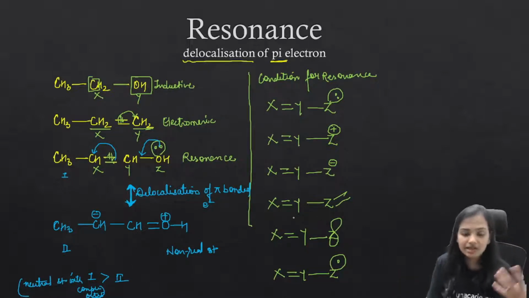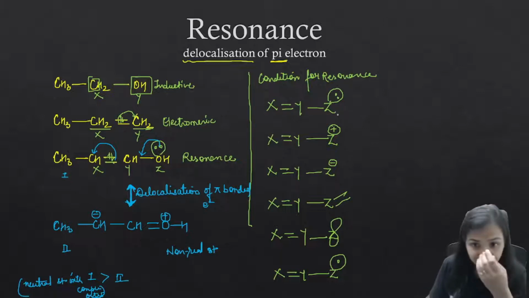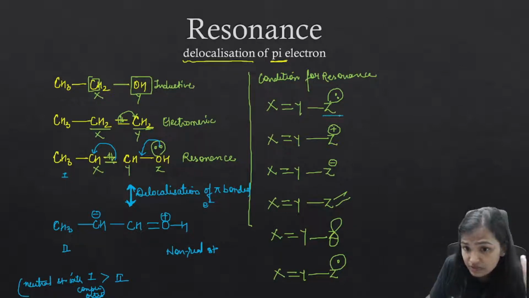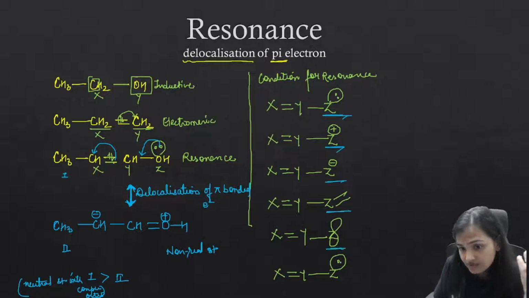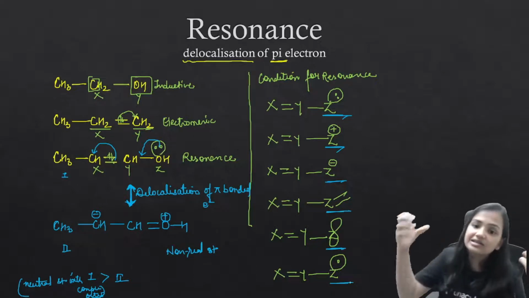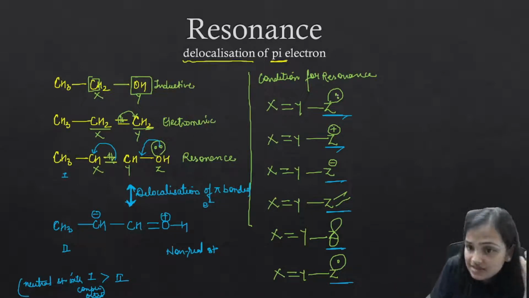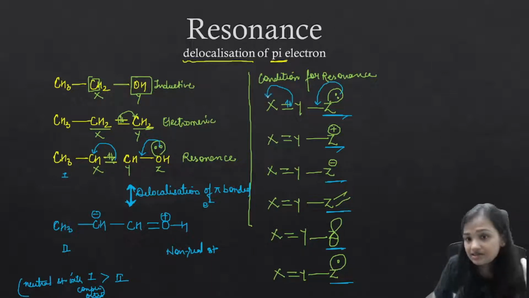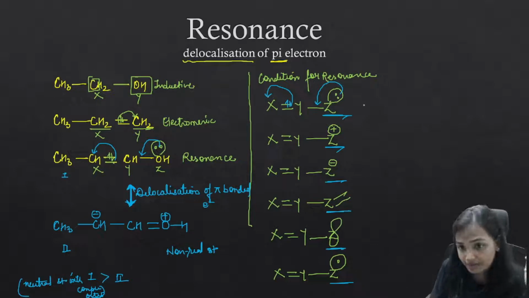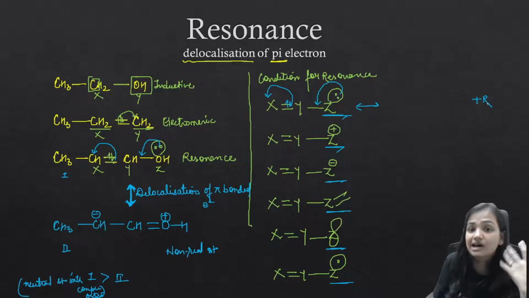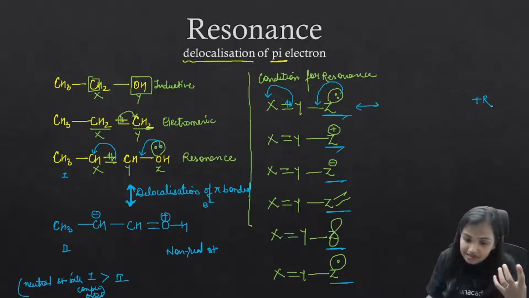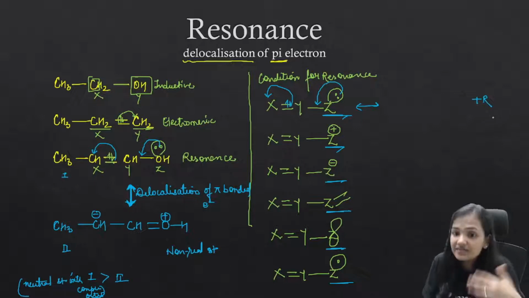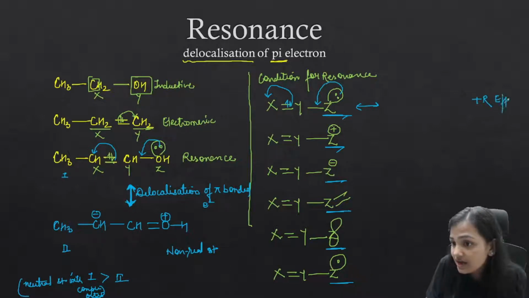Now let me tell you what kind of resonance can occur. Here we have to focus on this Z, and see what type of group it is, whether it is pulling the electron or giving the electron. If this Z is electron giving in nature, when the Z is giving its electron pair, it is said to be plus R. That is, it is activating the group. It is giving its electron.